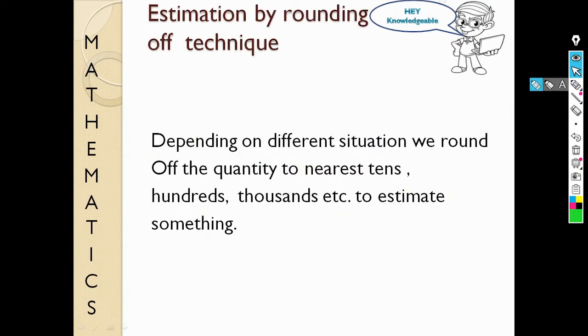One of the estimation techniques used is basically the rounding off technique. Depending on the different situation, we round off the quantity to the nearest tens or hundreds or thousands to estimate something, right? That we'll see with some examples in the later slides.